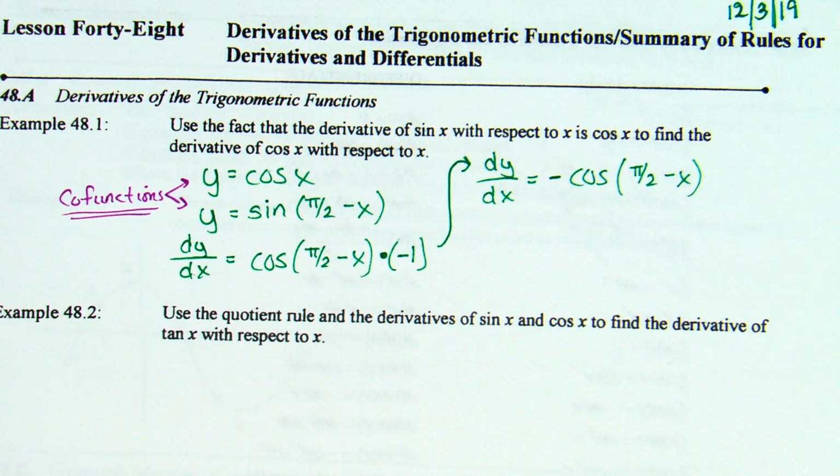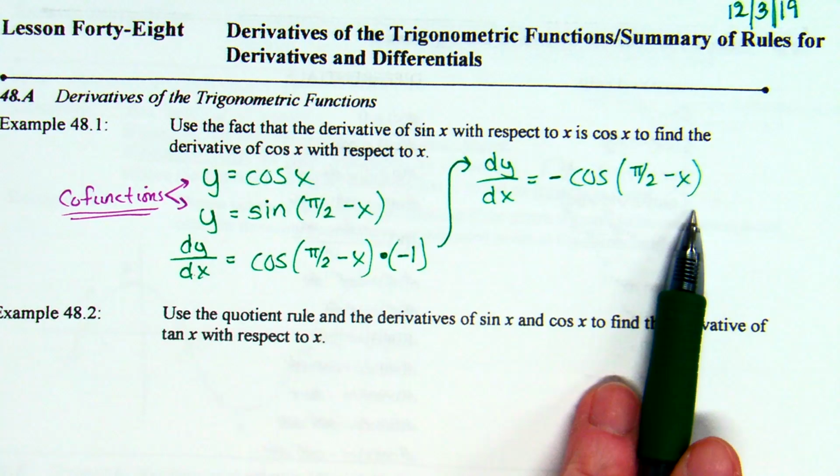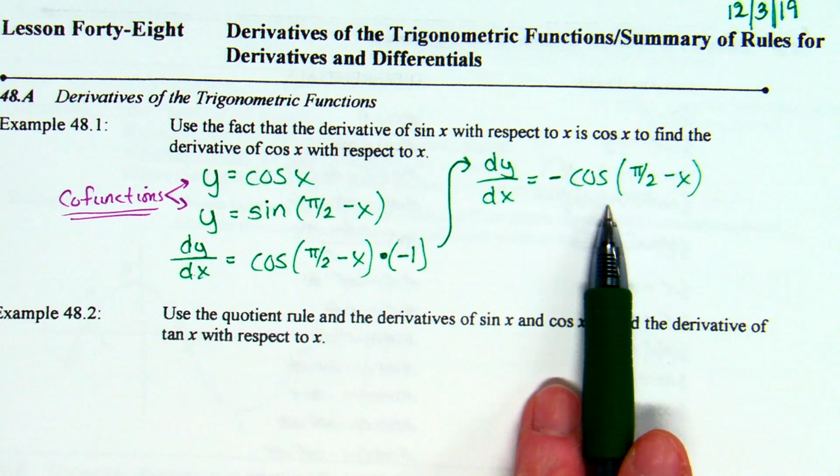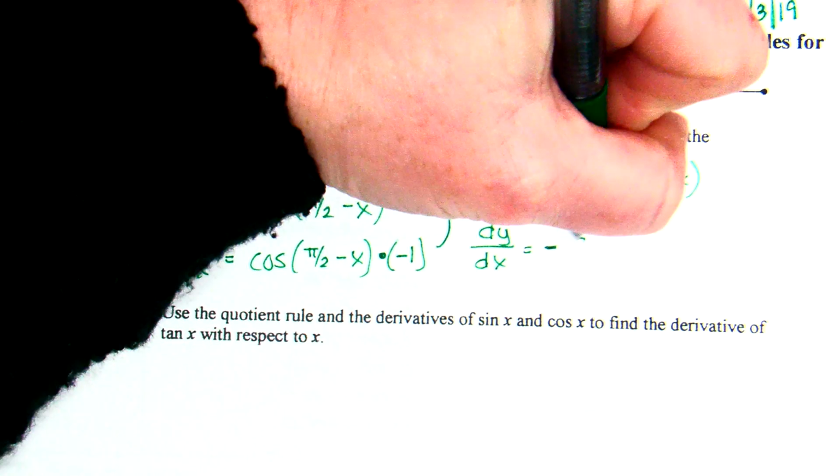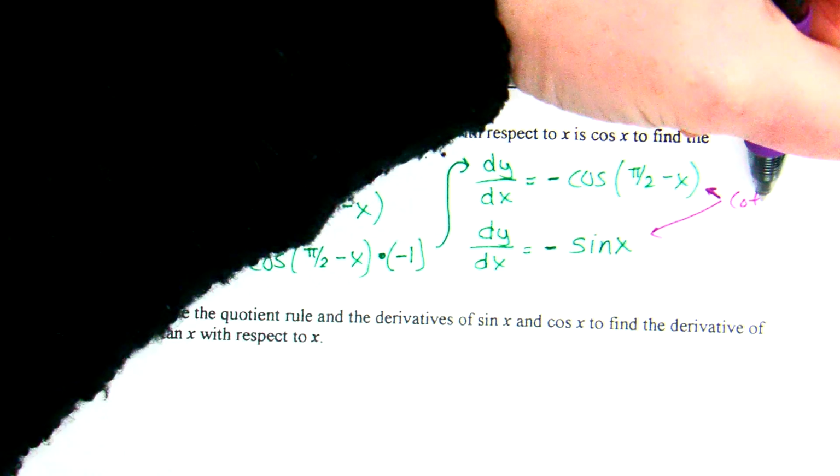What do cofunctions tell me now? Cosine of pi over 2 minus x is equal to sine of x. Sorry, I forgot my variable for a moment. The negative out front will just carry down. So dy dx is equal to negative sine of x. Again, that is a cofunction connection.